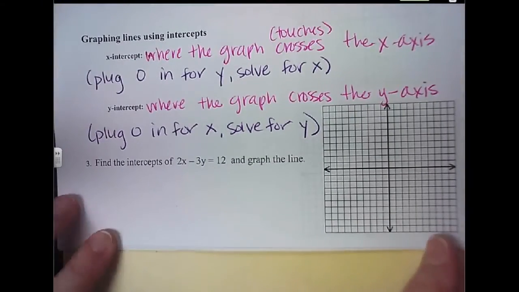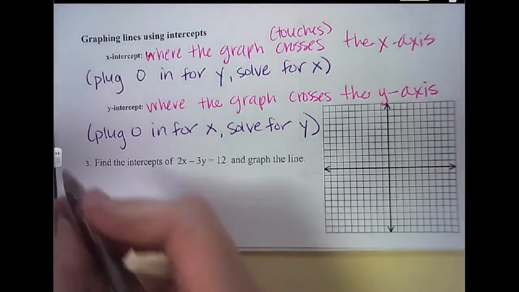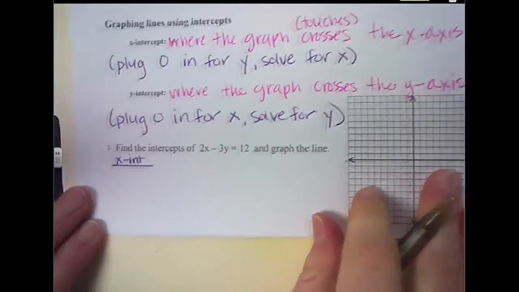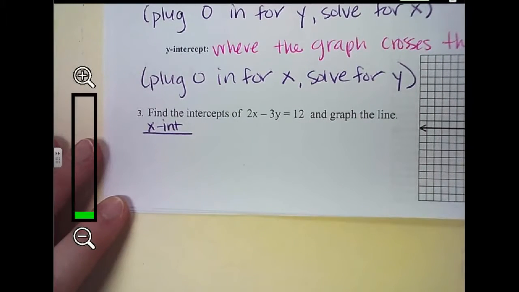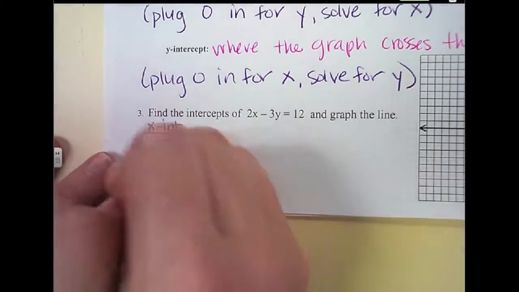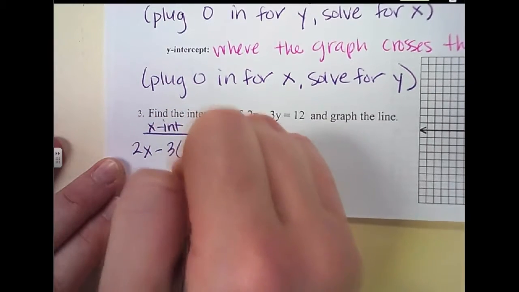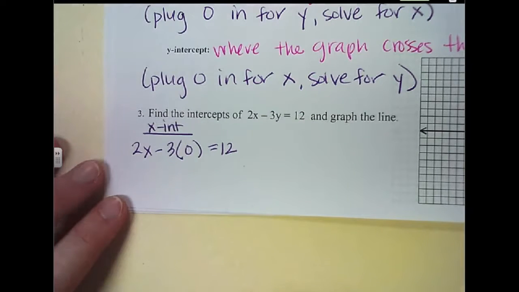Okay, so on number 3, it says find the intercepts. We're going to do that first, and we're going to use those to graph the line. So I'm going to do the x-intercept first. So if I'm finding the x-intercept, I'm going to plug 0 into the y. So I have 2x minus 3 times 0 equals 12. So I just put the 0 in for the y.